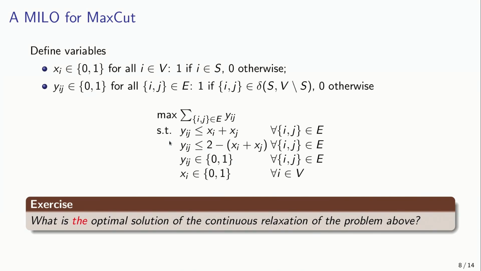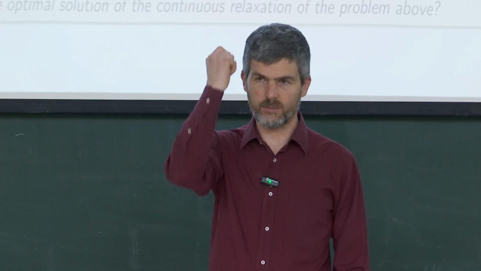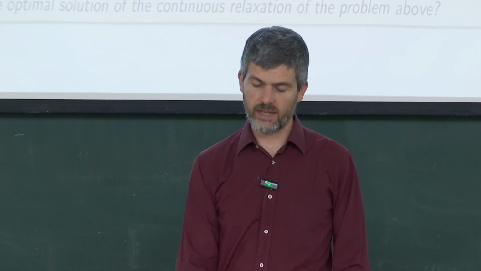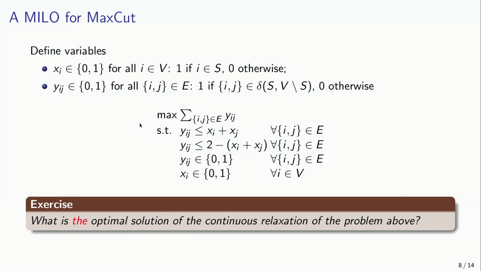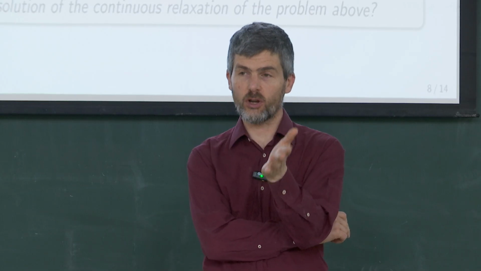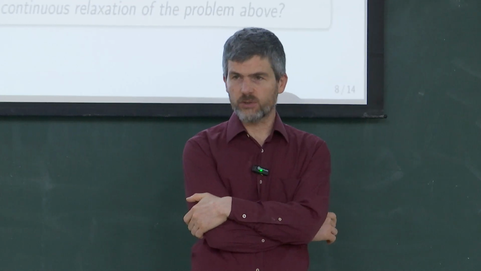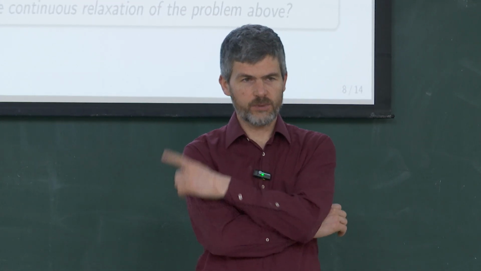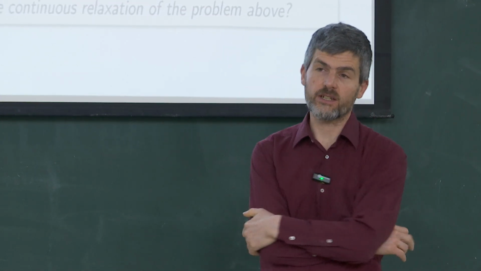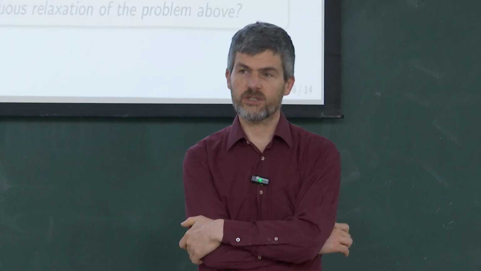Why? Because I'm already maximizing them. So the solver will just see those constraints and say, I want to maximize the sum of yij, so I'll just push them up as much as possible, as long as I satisfy these constraints. What is the optimal solution of the continuous relaxation of this problem? If you were Gurobi or CPLEX and you were to solve this problem, you don't need to be Gurobi or CPLEX to give me an optimal solution to the continuous relaxation of this problem. What is the optimal solution?